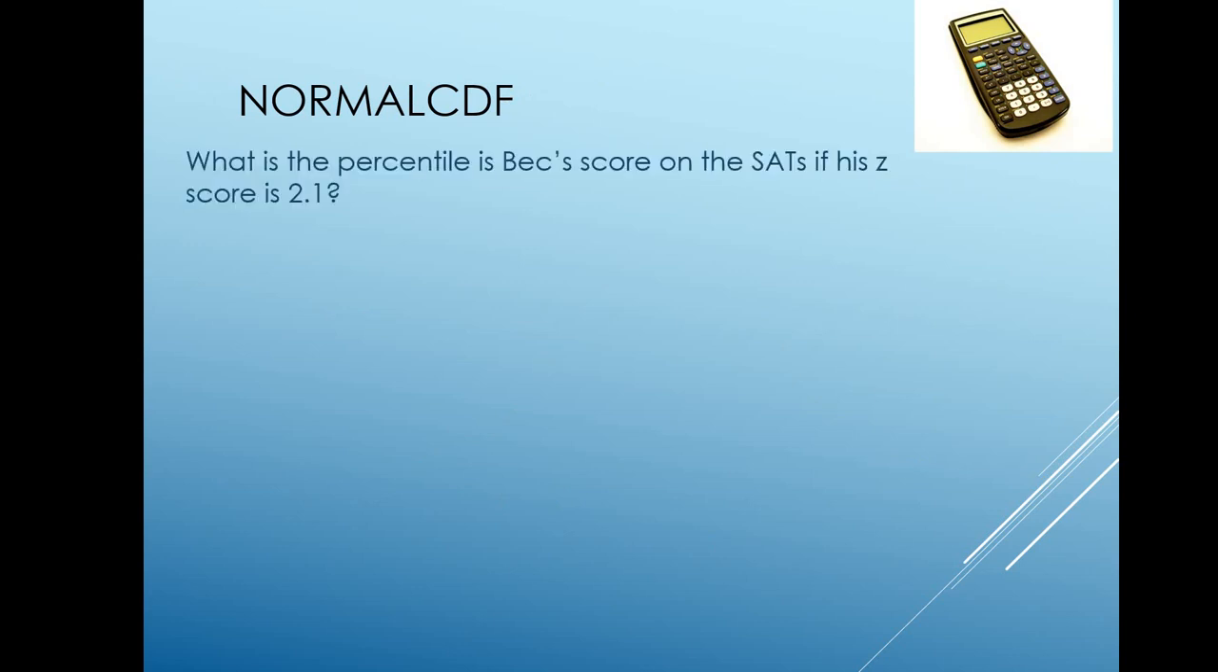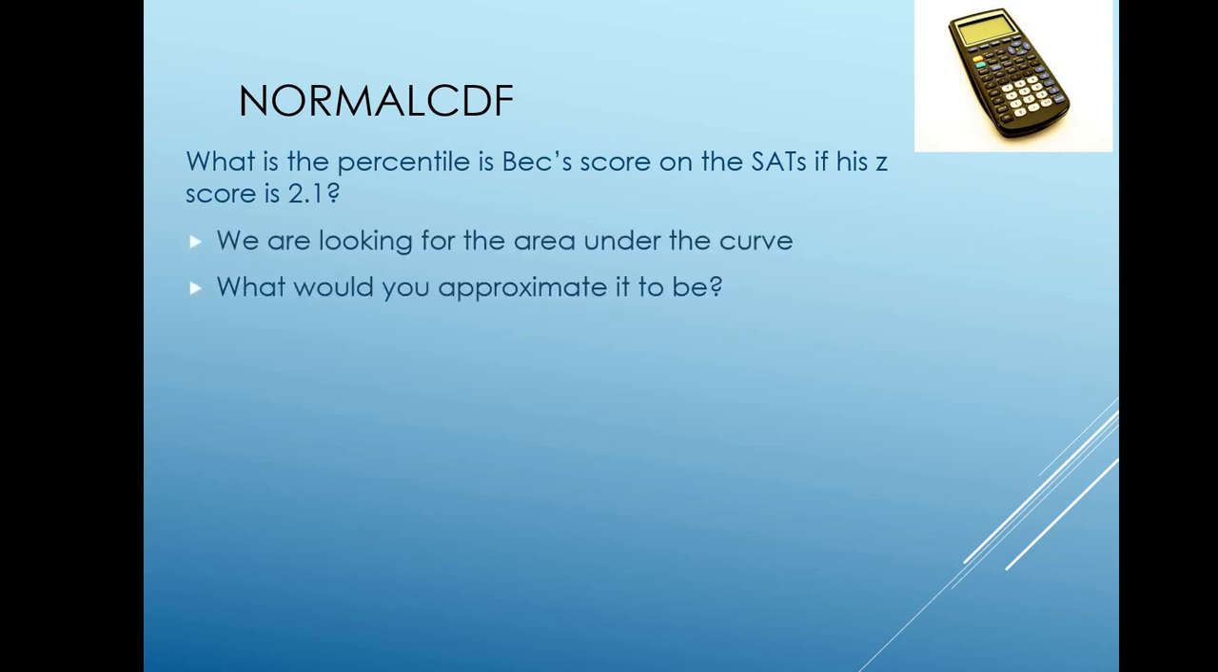All right, so let's show you how the calculator works here. First, we have to have a problem to do. We want to know, if Beck took the SATs and got a z-score of 2.1 on it, what percentile is Beck's score? So we're looking for the area under the curve, and to the left, because percentile is the value of your score and below, the percentage at that value and below. So let's first approximate this.